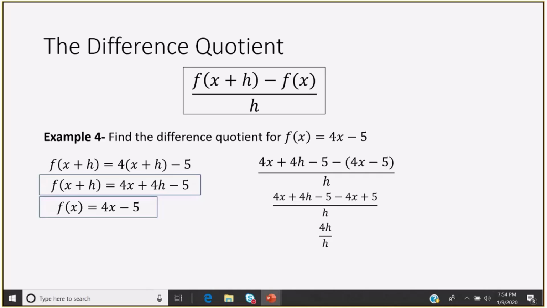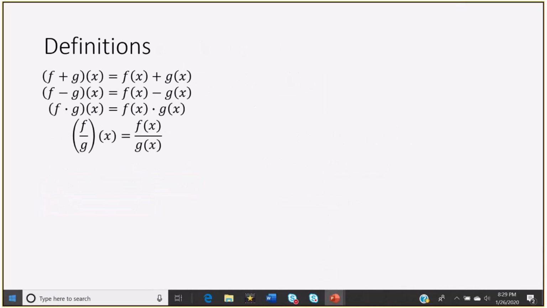And so my 4h over h becomes 4 because my h's will cancel out. And that is the difference quotient.